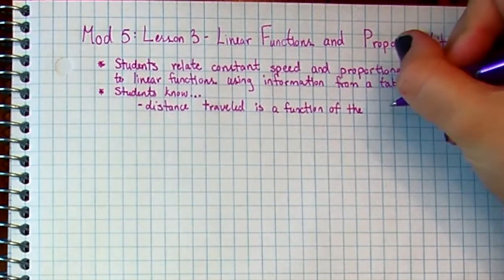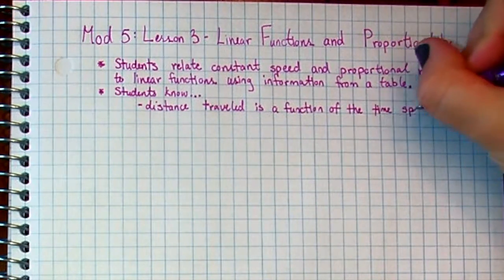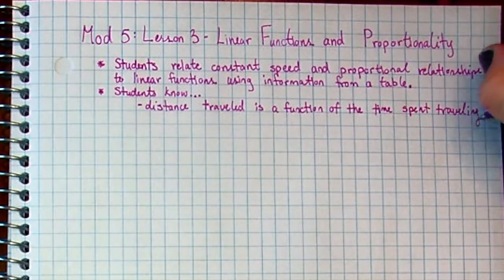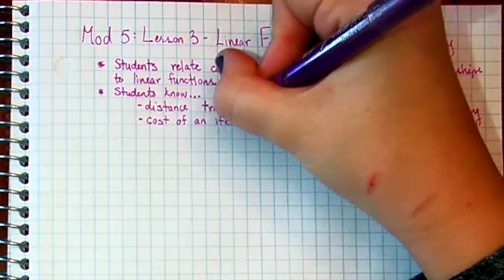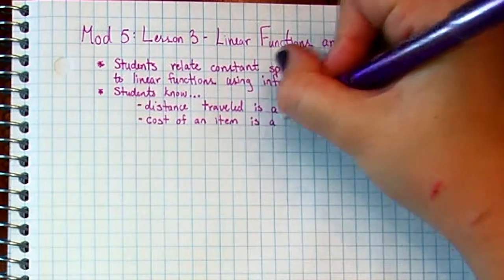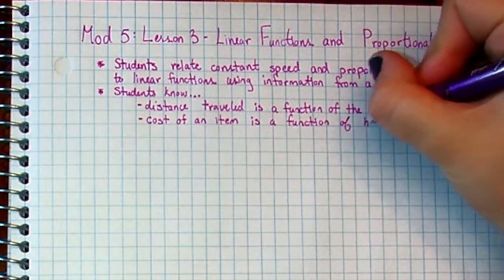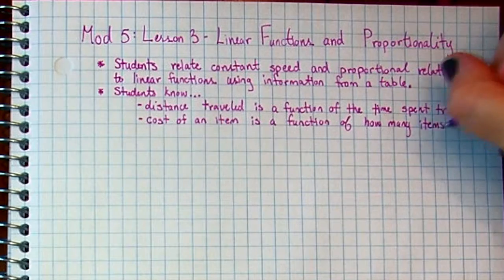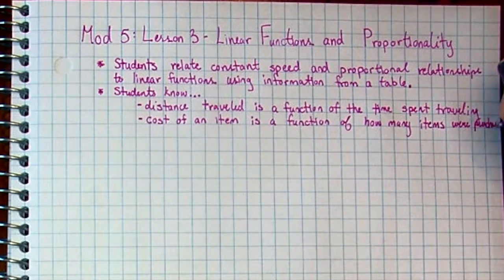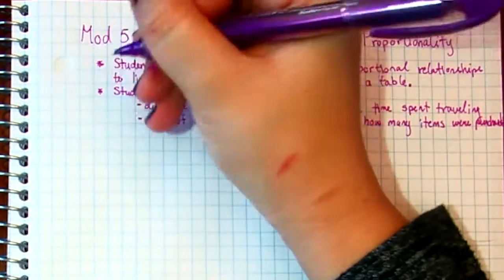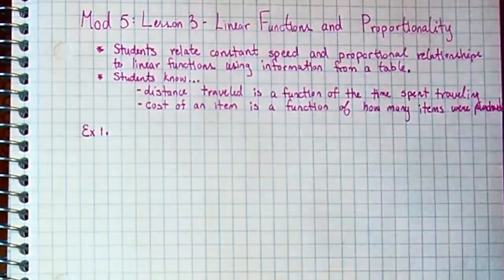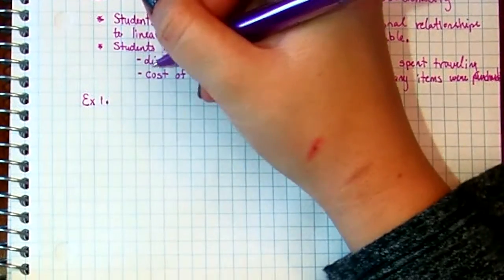And we're also going to be able to say students know that distance traveled is a function represented by time, and that the cost of an item is a function of the number of items sold. So these are two real-world scenarios where we have what we typically look at as a linear equation, which is actually a function because one of our variables is very much represented by the other.